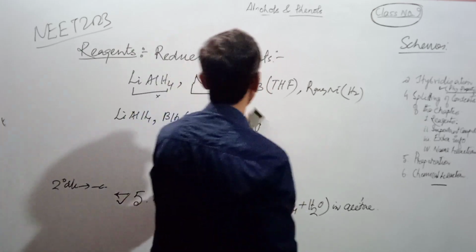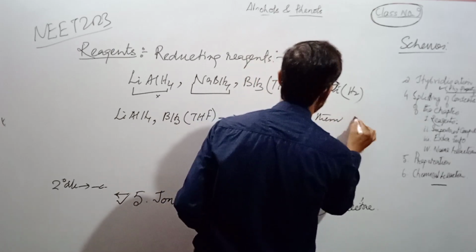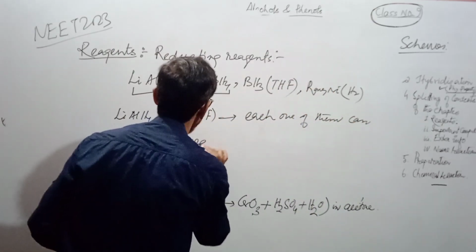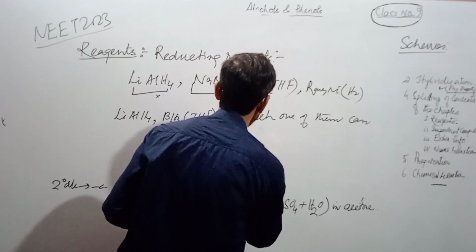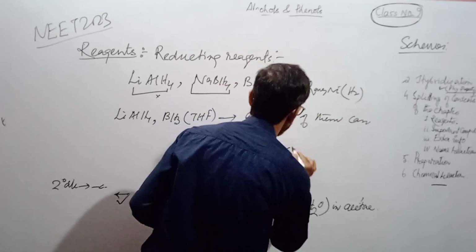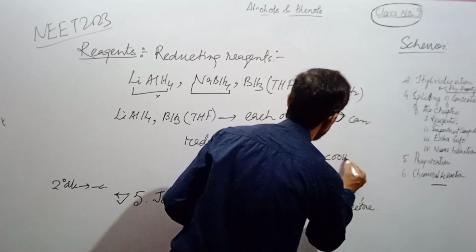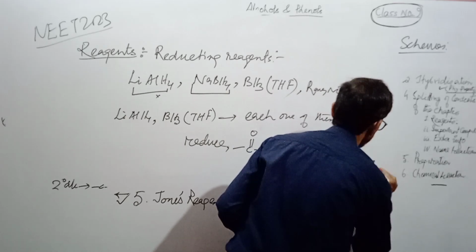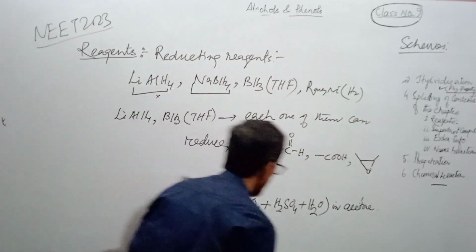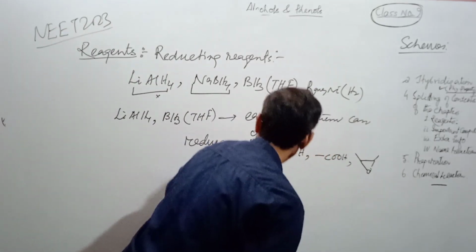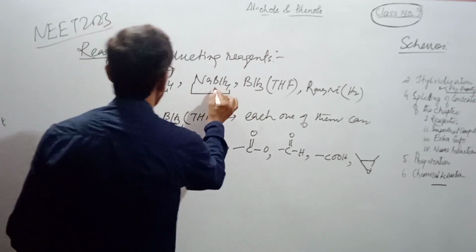each one of them can reduce, in short, try to keep this in your mind, the ester group, the HCHO group, and the COOH group. So that is about these. Now come to NaBH4.